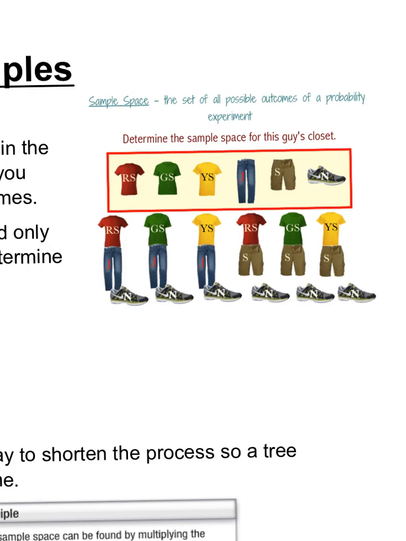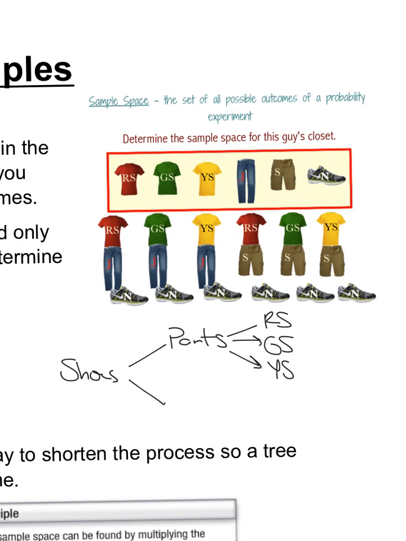A lot of times people will use a tree diagram to kind of denote things. So we're going to pick a pair of shoes. And then if we pick pants, we can pick a red shirt, a green shirt, or a yellow shirt. So there's three options there. If I pick my shorts, I can pick a red shirt, a green shirt, or a yellow shirt. This is what's called a tree diagram, you guys. Sometimes tree diagrams can be used to figure out the total number of combinations in a given sample space.